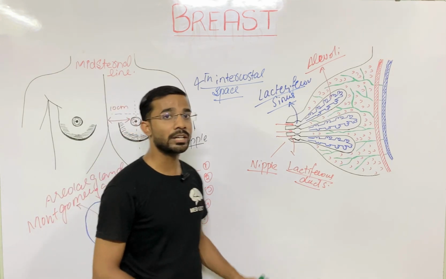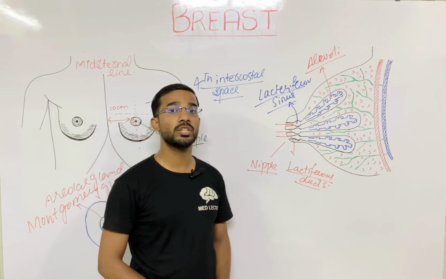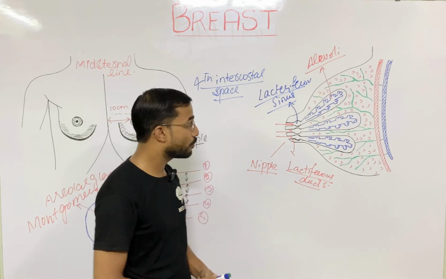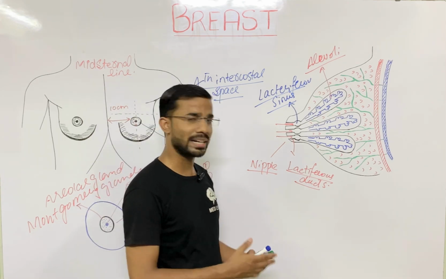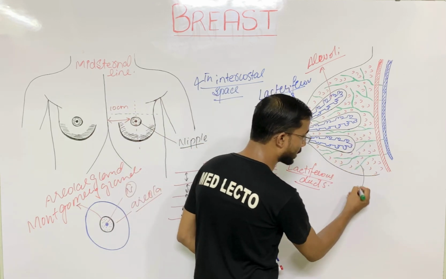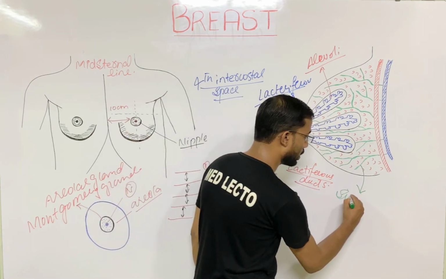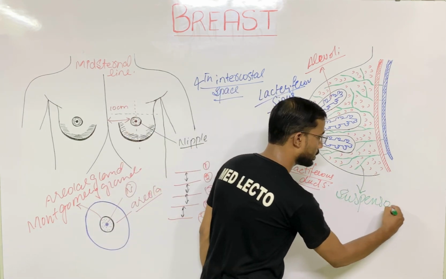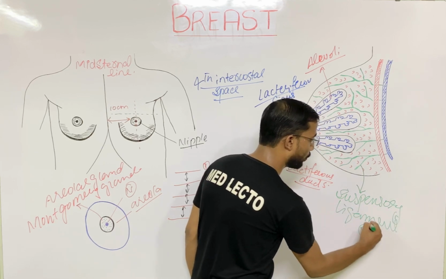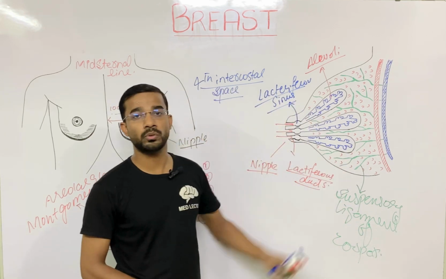After that you will see the third component, that will be the stroma. In this stroma you will see the two most important components that provide support to the breast. First is the ligament, that is the fibrous component. Here are the different fibers present inside the breast. That is the suspensory ligament of Cooper that provides support to the breast.